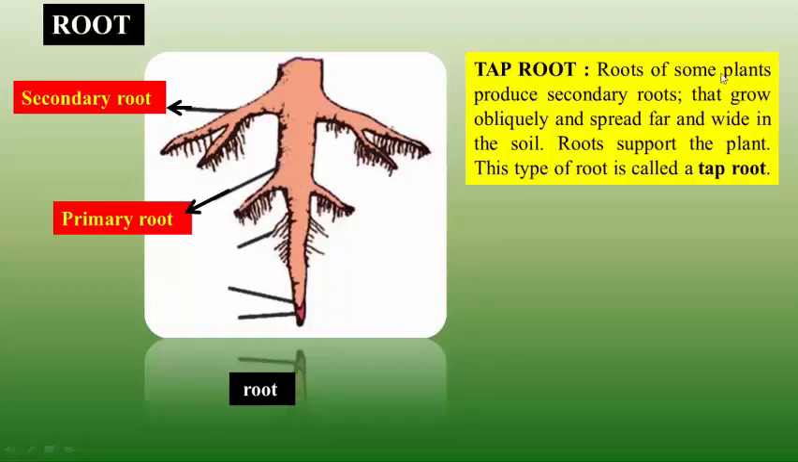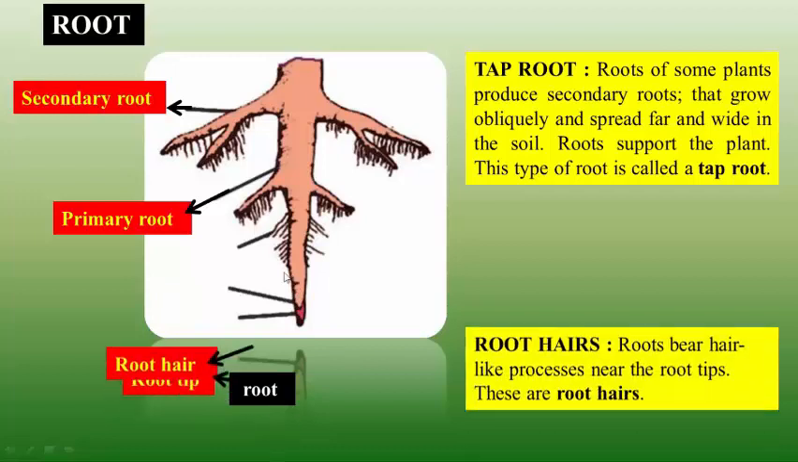Roots of some plants produce secondary roots that grow obliquely and spread far and wide in the soil. Roots support the plant. This type of root is called taproot. Means this is a figure of taproot. Roots support the plant from wind, rain, etc.